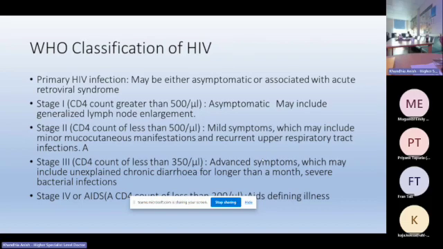or HIVAN, which is a group of causes of renal failure in the context of HIV infection. As the disease progresses further, however, you can develop stage 4 infection or AIDS, which is where your CD4 count drops lower than 200, and that's a key number, and you have an AIDS-defining illness. So it's a low CD4 count plus a typical defining illness.